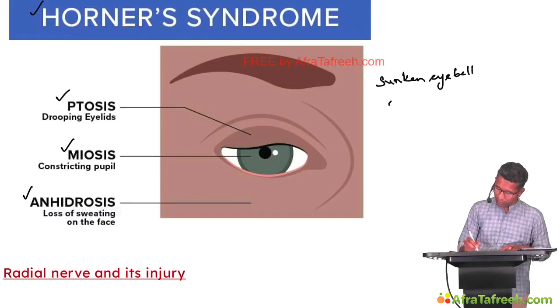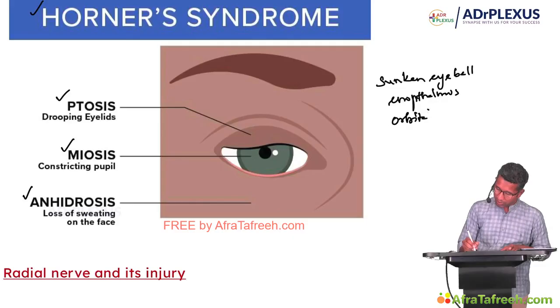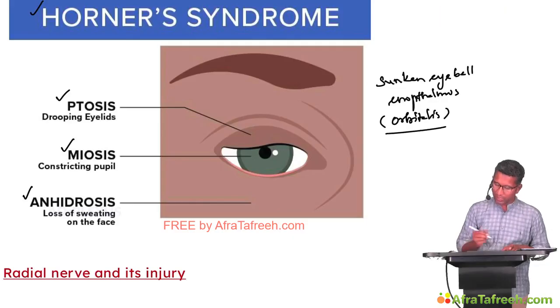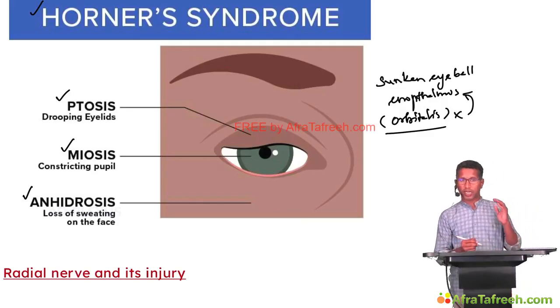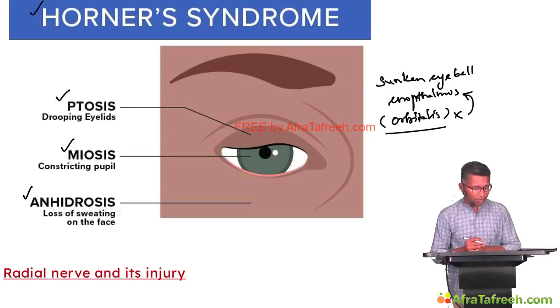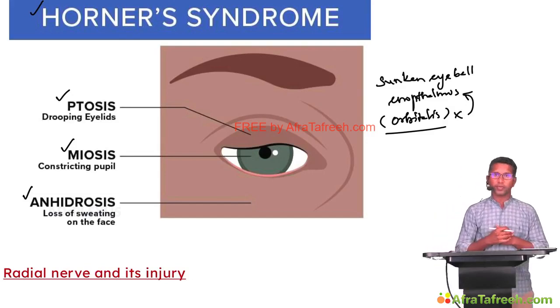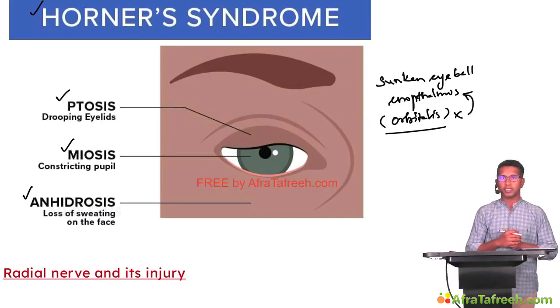which is called enophthalmos, because there is a muscle called the orbitalis muscle, which is supplied by sympathetic activity, which is not working. So when the orbitalis muscle is not working, it results in enophthalmos. Can anybody tell me where the orbitalis muscle is? Yes, from the audience guys, anybody? Where is the orbitalis muscle? Anybody?